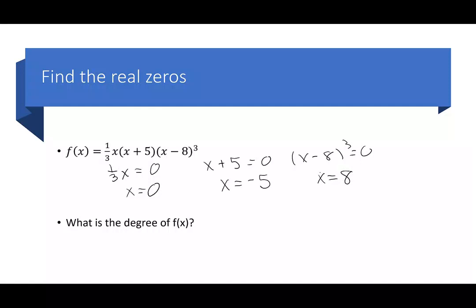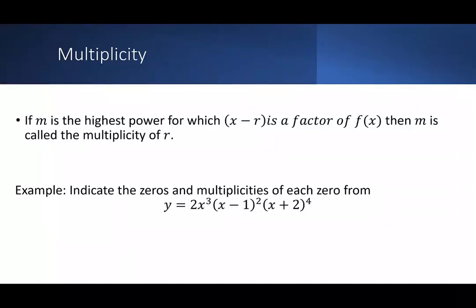Go back to the degree. With the degree, I'm looking at the overall exponents for each of the terms. So I have an x, I have x plus 5, I have the x minus 8 cubed, which says 3 plus 1 plus 1. So I'm taking these exponents, I'm adding them up, I get 5. So my degree is 5. These powers we're talking about for each of the little factors, we really have a name for that called multiplicity. If m is the highest power for which x minus r is a factor of f of x, then m is called the multiplicity of r. So each of the factors has its own multiplicity.